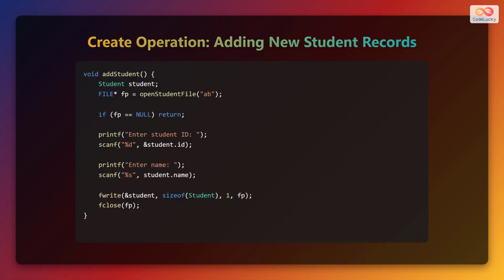Let's implement the create operation to add new student records. The addStudent function prompts the user to enter the student's ID and name, and other details, then writes this information to the students.dat file. The file is opened in append binary mode, so new records are added to the end of the file without overwriting existing data. After writing the data, the file is closed.